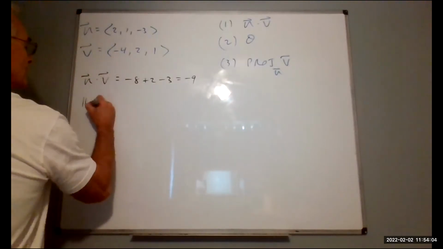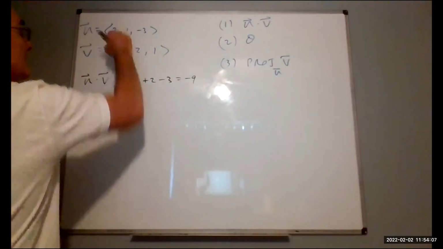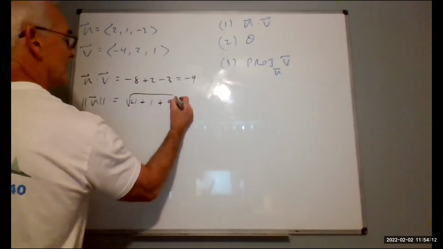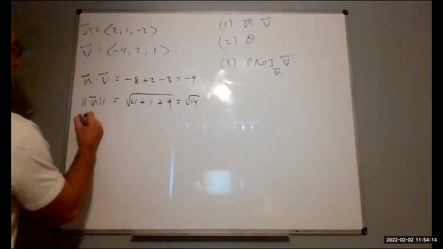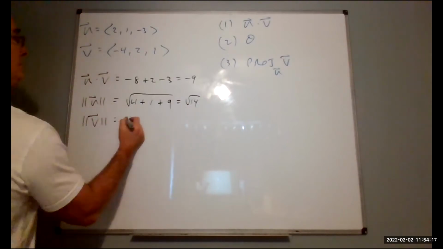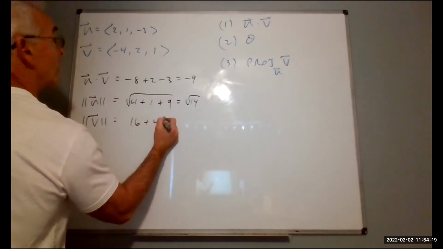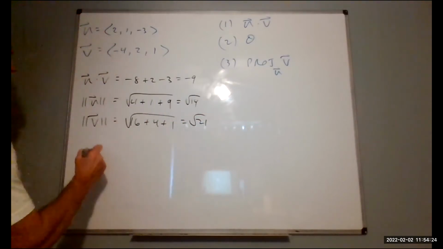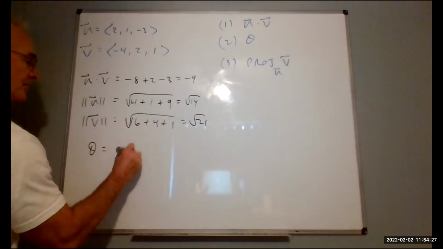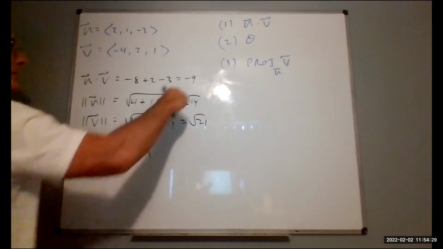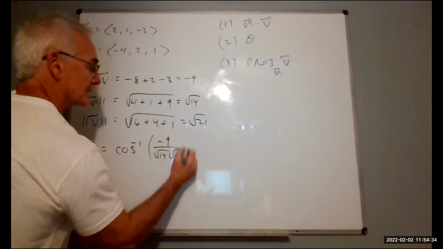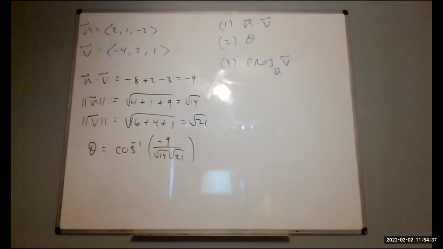So the magnitude of u is the square root of 2 squared plus 1 squared plus the square of -3. That's root 14. The magnitude of v is the square root of 16 plus 4 plus 1, so that's root 21. So theta would be the inverse cosine of the dot product over these guys. Now, this is extremely important that we recognize this.